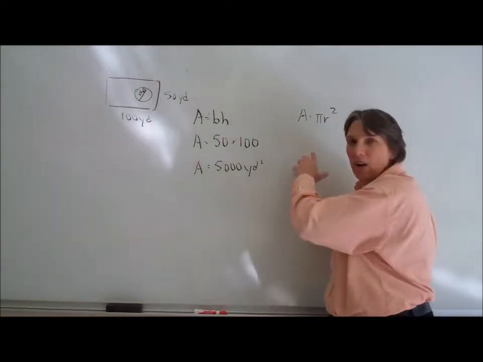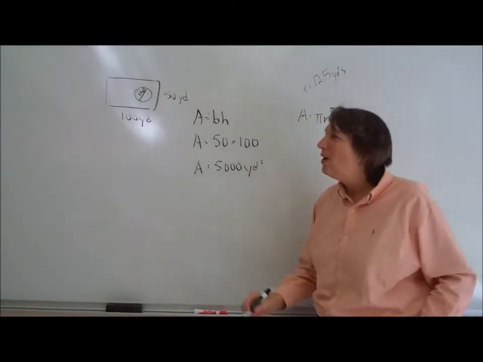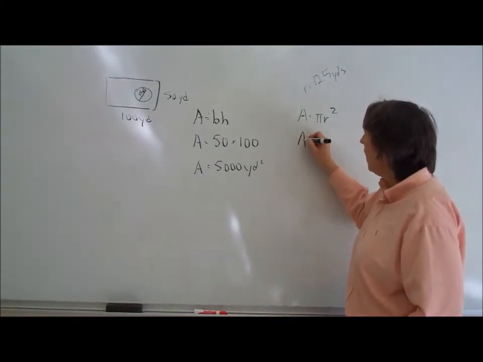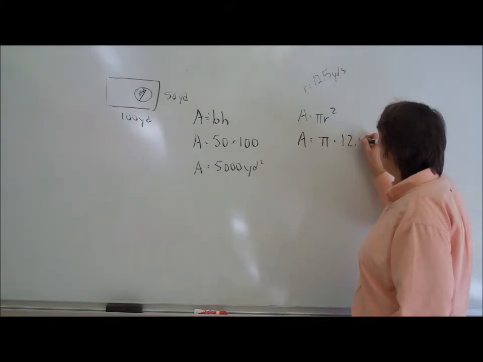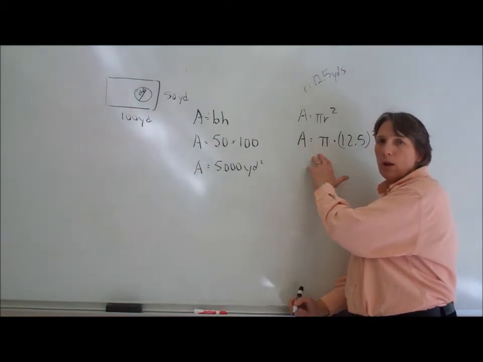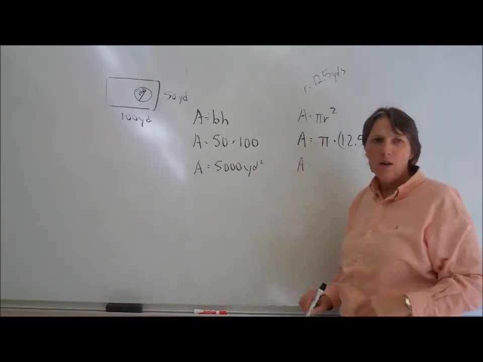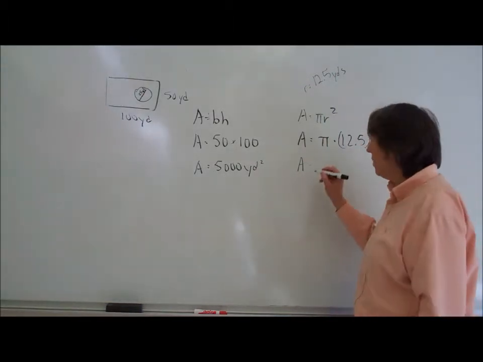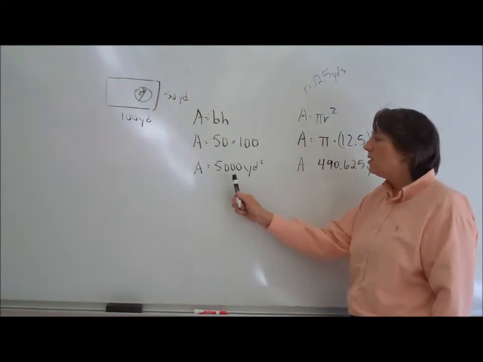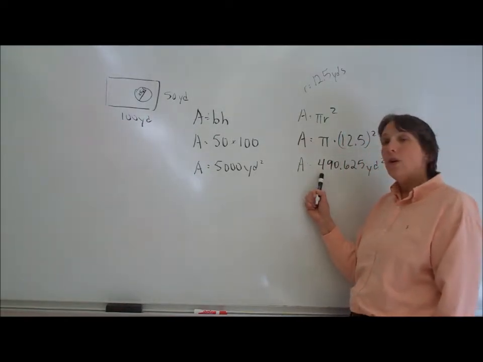Now, because I need to know the area, I might just put 12.5 yards to remind myself that it's not 25 yards, it's 12.5 yards. So I plug in A equals pi times 12.5 squared. On my calculator, I can go 3.14 times 12.5 times 12.5, and I get my area, which is 490.625 yards squared.